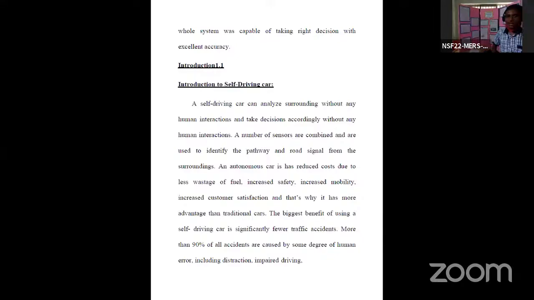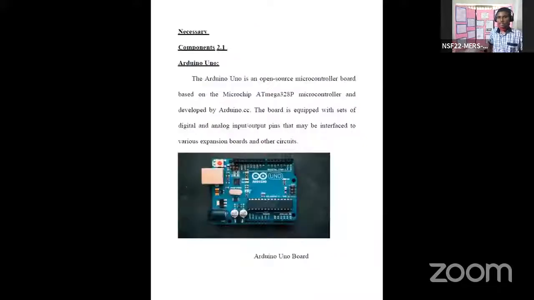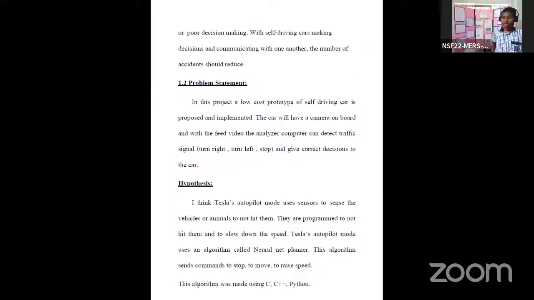Hypothesis: I think Tesla's autopilot mode uses sensors to sense vehicles or animals, to not hit them and to slow down the speed. Tesla's autopilot mode uses an algorithm called the neural net planner. This algorithm sends commands to stop, to move, and to raise speed.